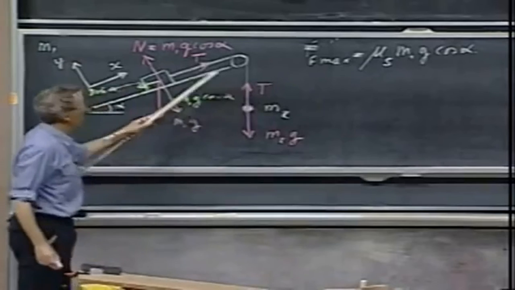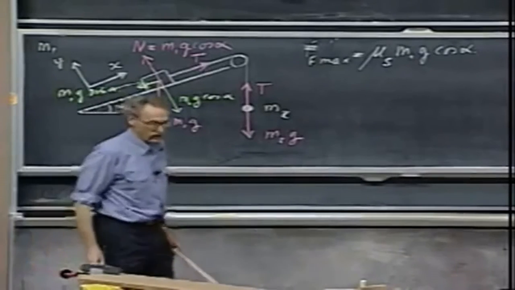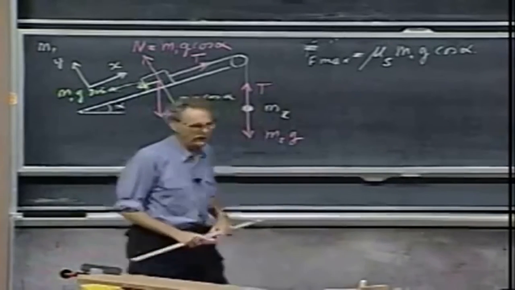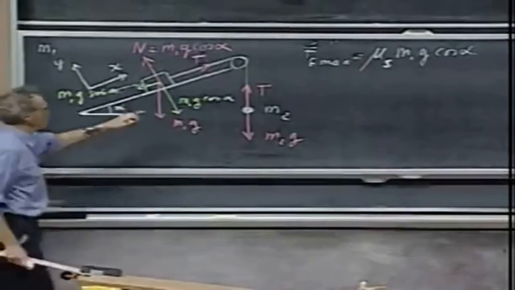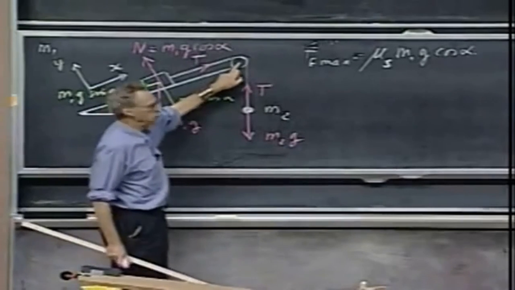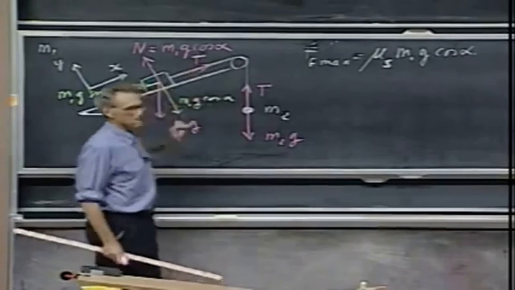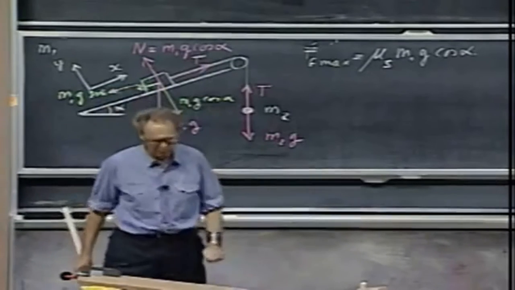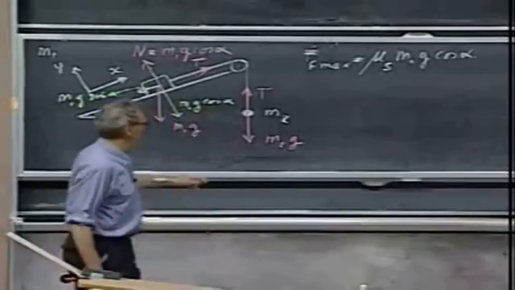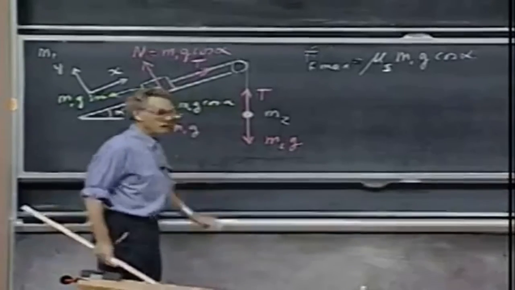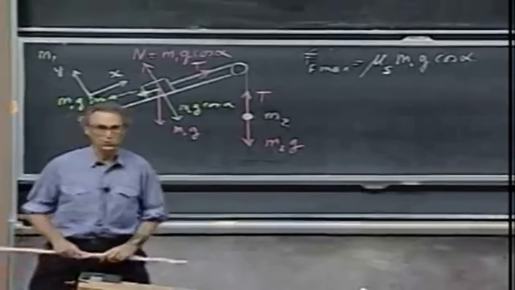And this tension is exactly the same as that tension. We discussed that last time. I will not go over that because this is an ideal and, of course, an unphysical situation. The pulley has no mass. The pulley is completely frictionless. And the string has no mass. It's a massless string. And I argued last time that, therefore, the tension here must be the same as the tension there.